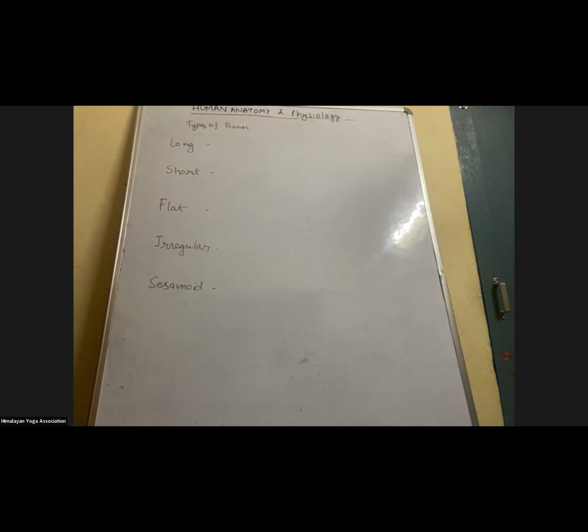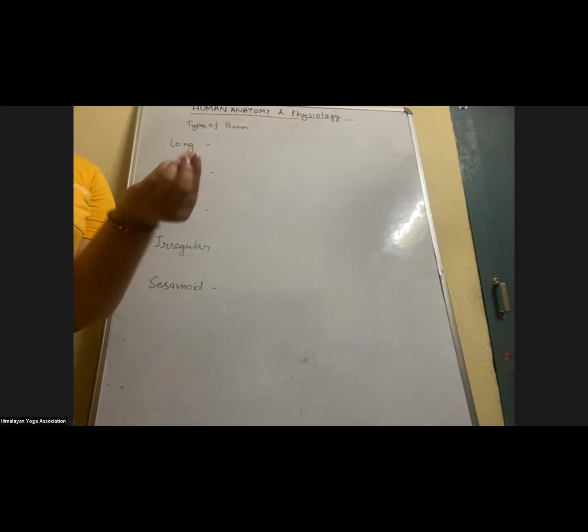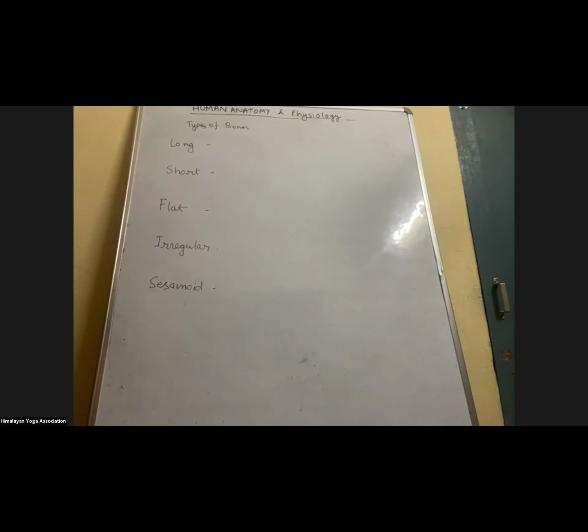Yes, so short bones: the carpals and tarsals. These are very small bones. So see, we did the revision of that. Now it's easier to recall all the bones. That's why I believe in revisions.